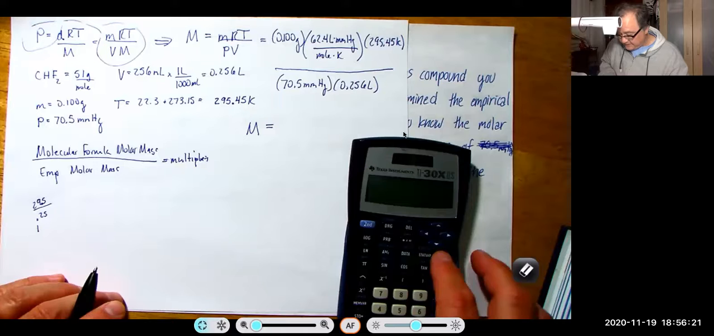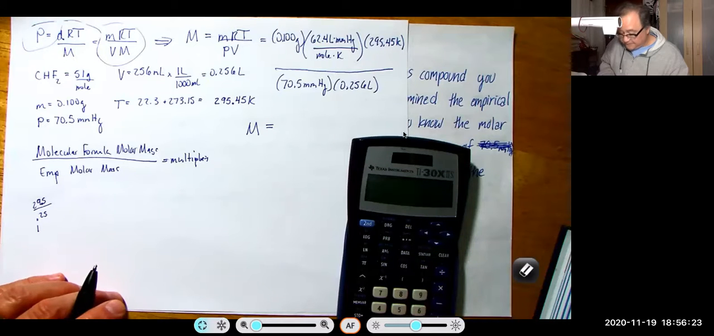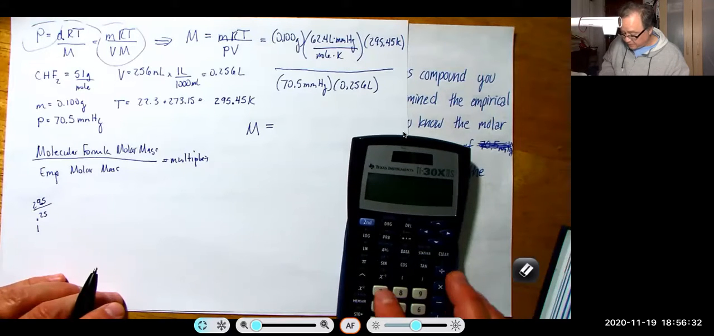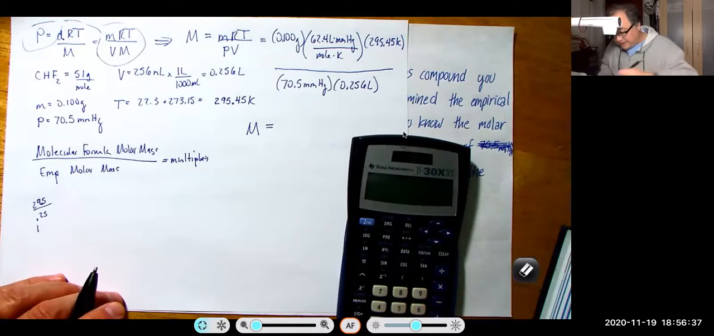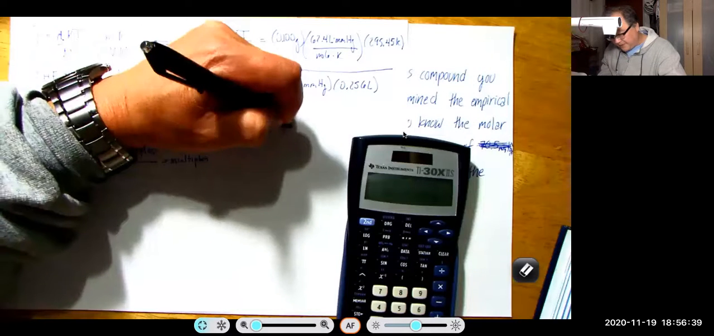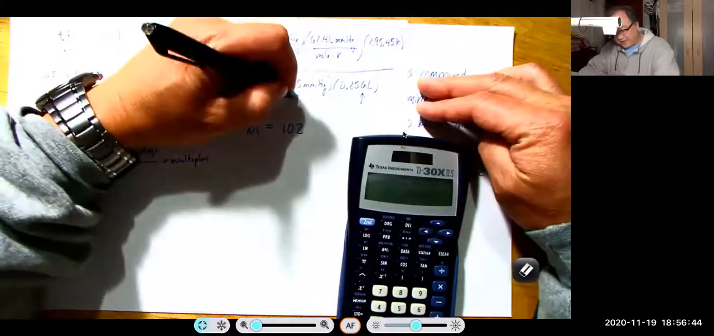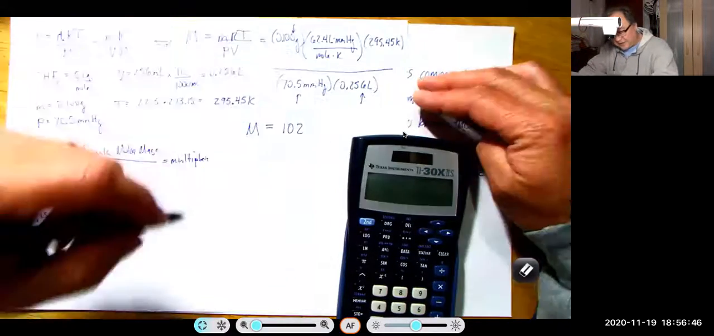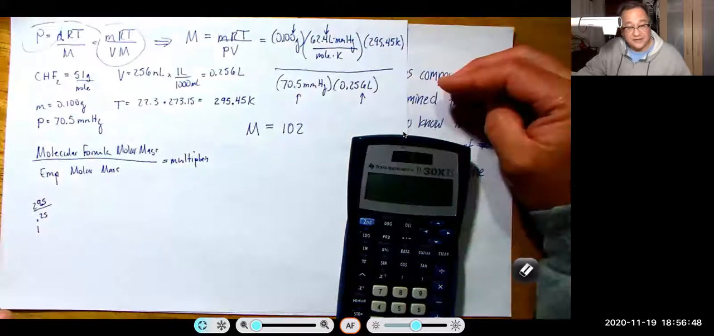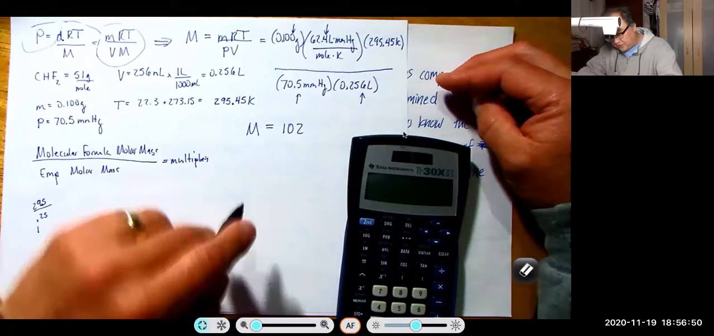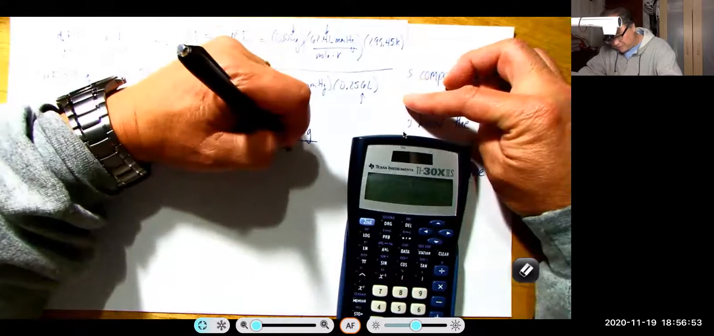And let's see what we get. 0.1 times 62.4 times 295.45 divided by 70.5 and divided by 0.256, and we get 102. Now, because of this, and because of this, and because of this, and because of this, we're only going to get 3 sig figs out of this. So 102 grams per mole.